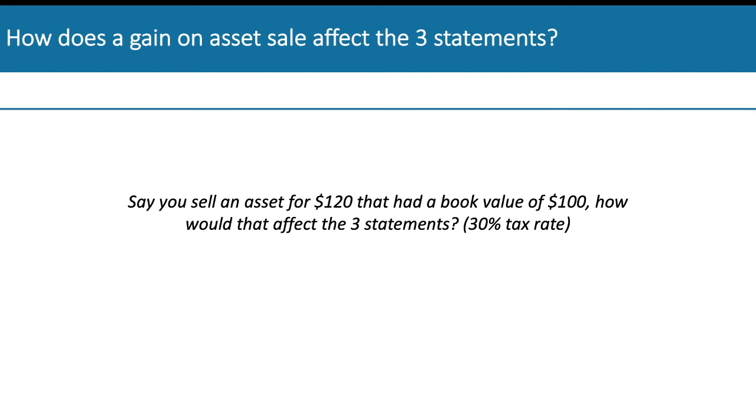When you're interviewing for investment banking, you can expect to be asked accounting questions. One of those is, how does a gain on asset sale affect the three financial statements? To illustrate this question, we're going to assume that you sell an asset for $120 at a book value of $100, and we're going to take a 30% tax rate.